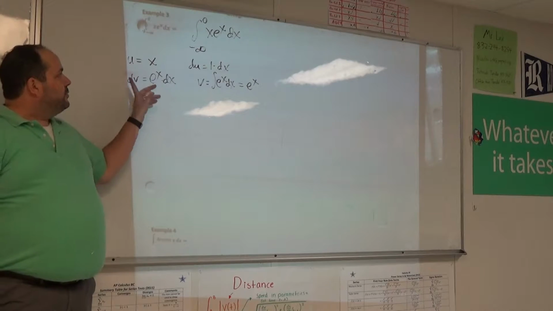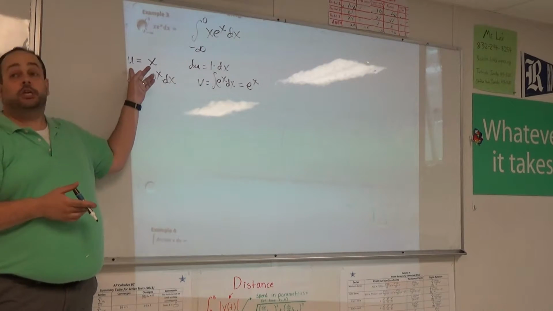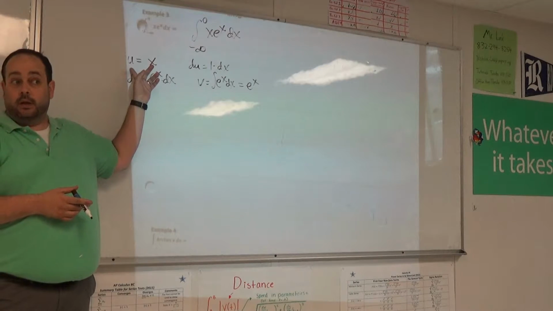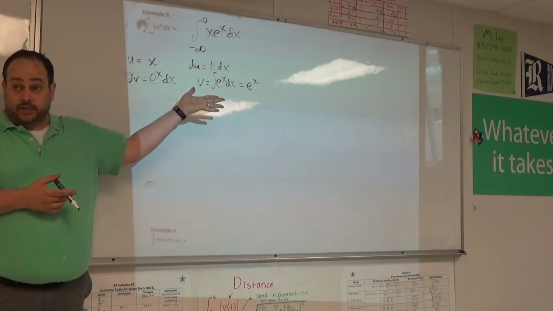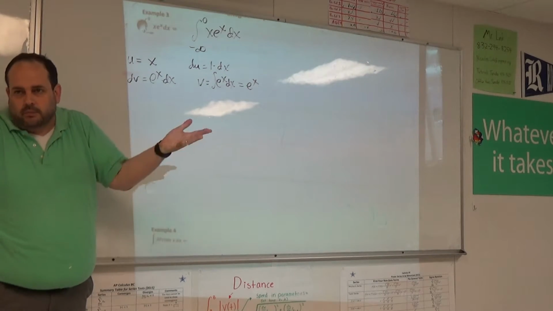The reason why I would not choose e to the x as the u is that it doesn't actually become any easier when I take its derivative, right? It's e to the x. It stays equally easy, or hard, whatever.